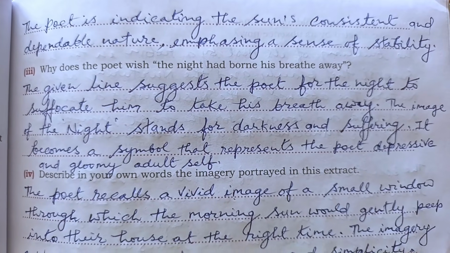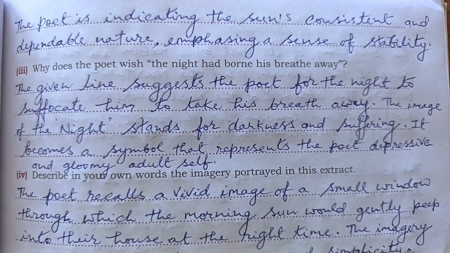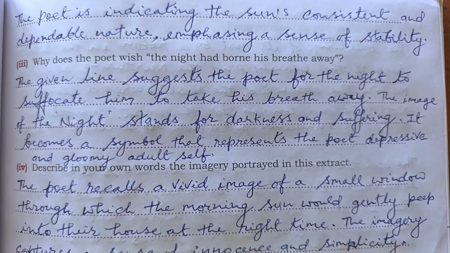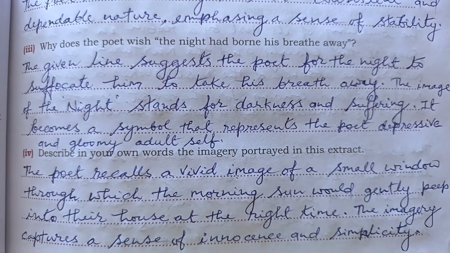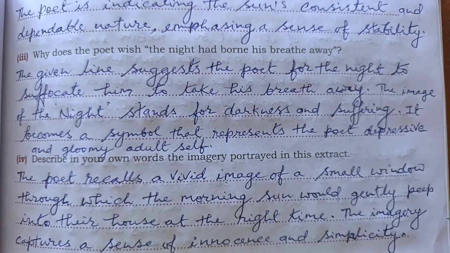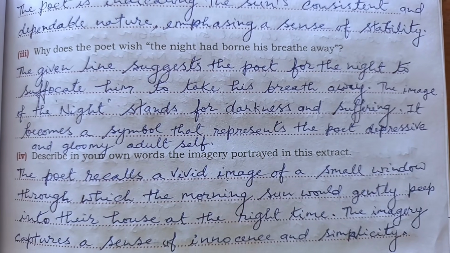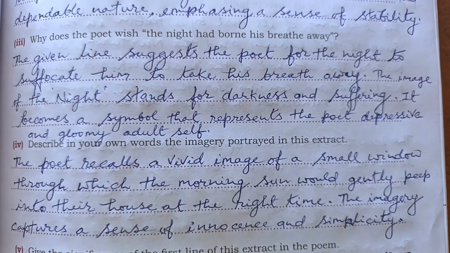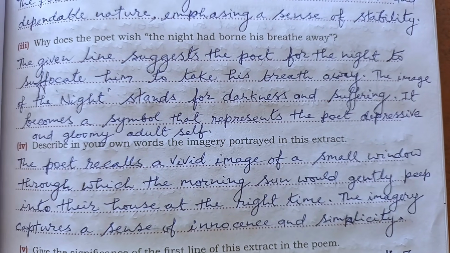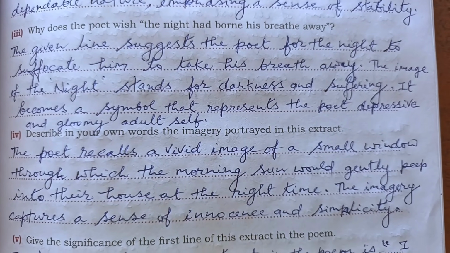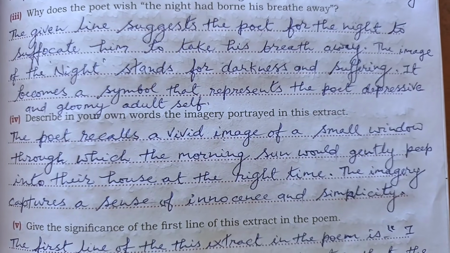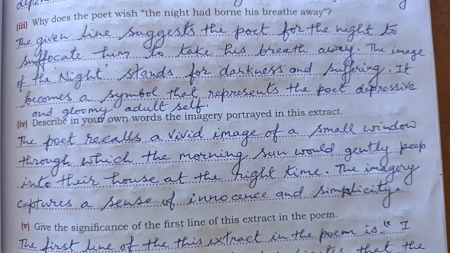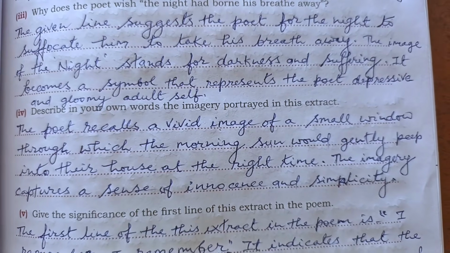Third one, what does the poet wish? The night had borne his breath away. The answer is, the given line suggests that the poet wishes for the night to suffocate him, to take his breath away. The image of the night stands for darkness and suffering. It becomes a symbol that represents the poet's depressive and gloomy adult self.